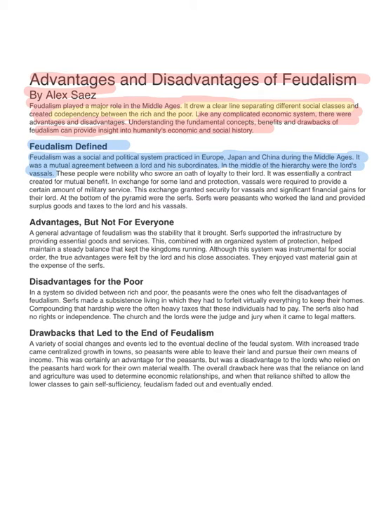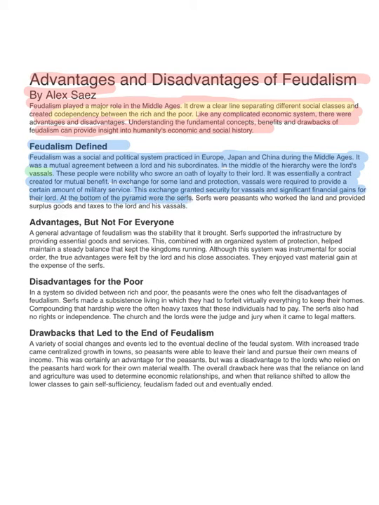I'm going to highlight that a different color just because it's a different word. Okay. These people were nobility who swore an oath of loyalty to their lord. It was essentially a contract created for mutual benefit. In exchange for some land and protection, the vassals were required to provide a certain amount of military service.